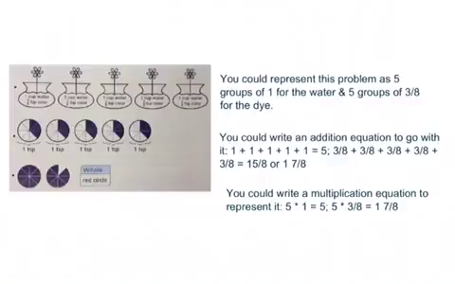15 minus 8/8 would leave me with 7/8, and that would be a whole 1. The 8/8 is the whole 1. So that's how I decompose that improper fraction and make it into a mixed number of 1 7/8. So therefore, if I can do that, just like I have been able to do with whole numbers, I could write a multiplication equation to represent it. 5 times 1 equals 5. And 5 times 3/8 equals 1 7/8. Makes sense? Hope so.